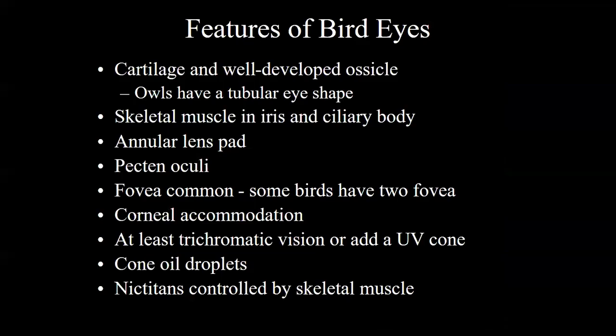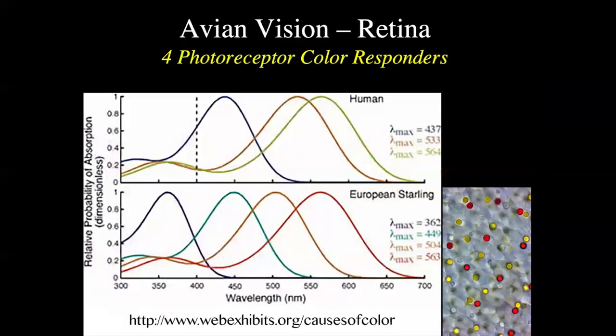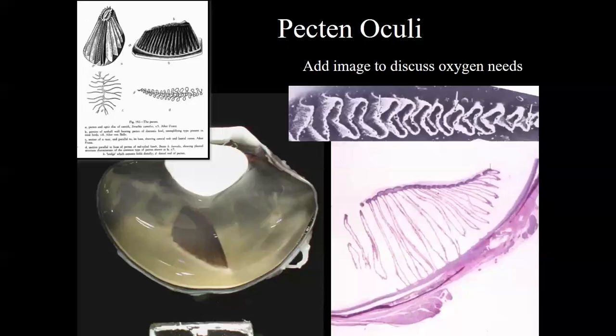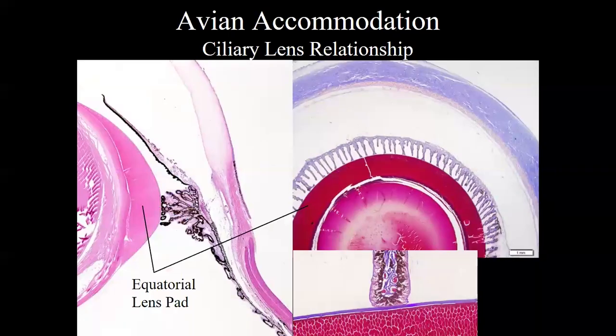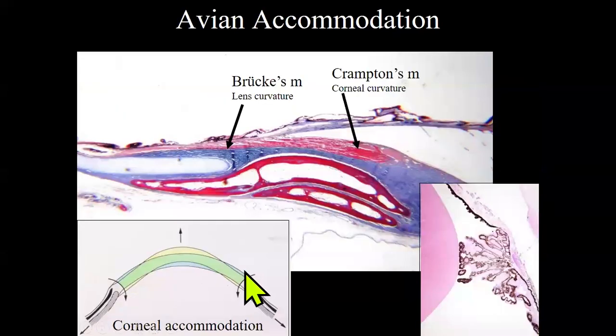Accommodated by changing the cornea. So they have corneal accommodation in addition to... Yeah, so this is an attempt to illustrate the changes caused by Crampton's muscle on the cornea. It pulls the outermost, most peripheral cornea inward, and that'll increase the curvature of the central cornea. And if the corneal curvature is increased, then near vision is facilitated.